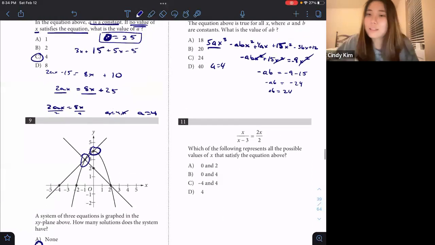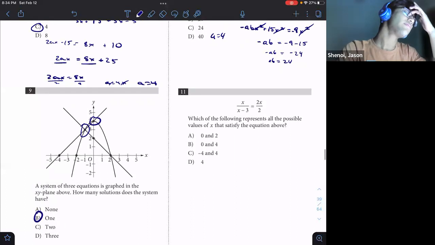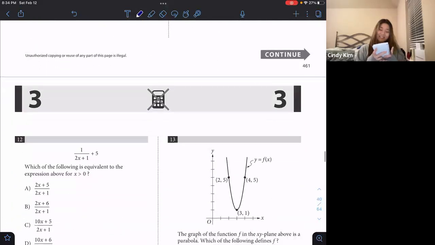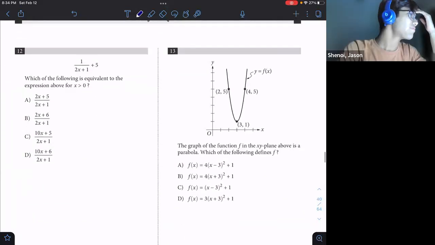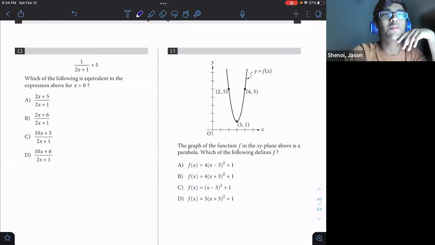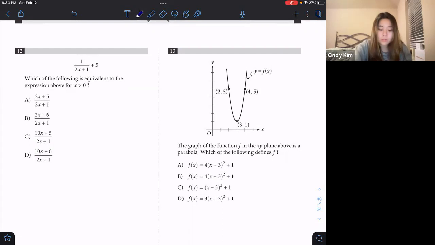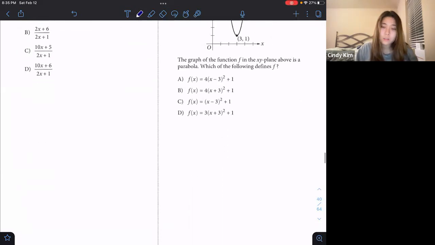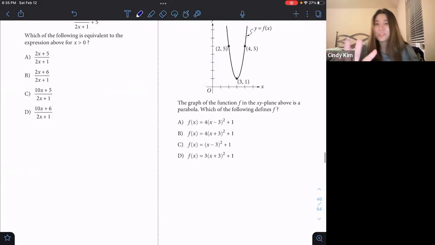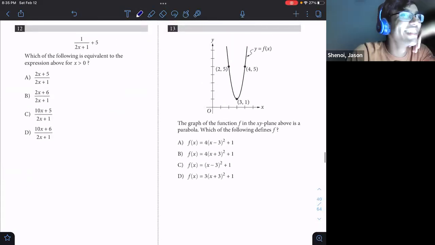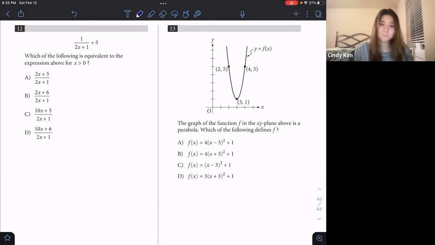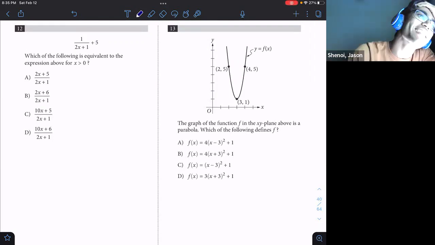Okay. So what about 11? You get that one? Yes, I got that one right. Nice. All right, 12. Okay, well, let me rephrase that. What's the next one that you missed? I got 12 right too. Number 13? Yep. Okay, what's the graph of the function in the xy plane?